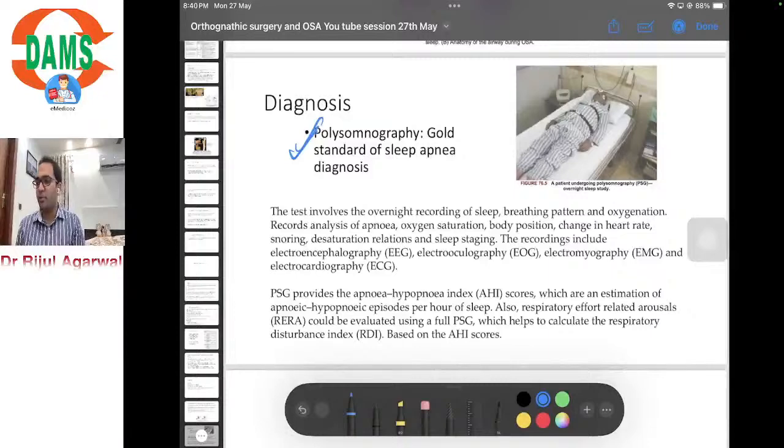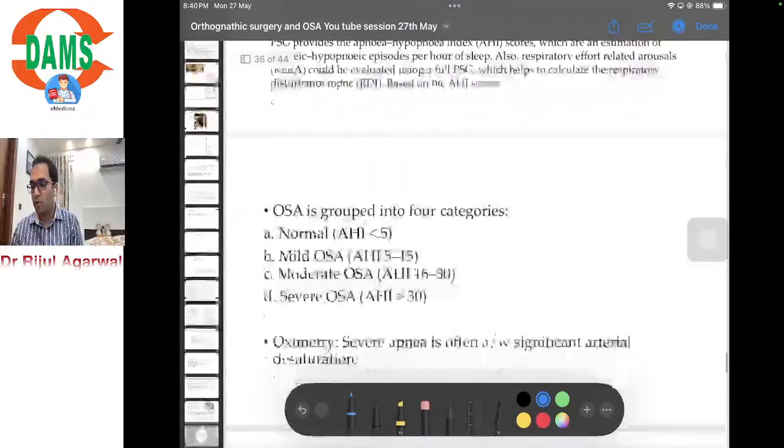So from your exam point of view, what is the gold standard of diagnosing sleep apnea? That is polysomnography. It involves a sleep study, with recording of sleep pattern, breathing pattern and oxygenation, involving EEG, ECG, EOG and EMG monitoring while the patient sleeps, and based on the polysomnography the AHI scores are given. The next important question for your exam is the AHI score.